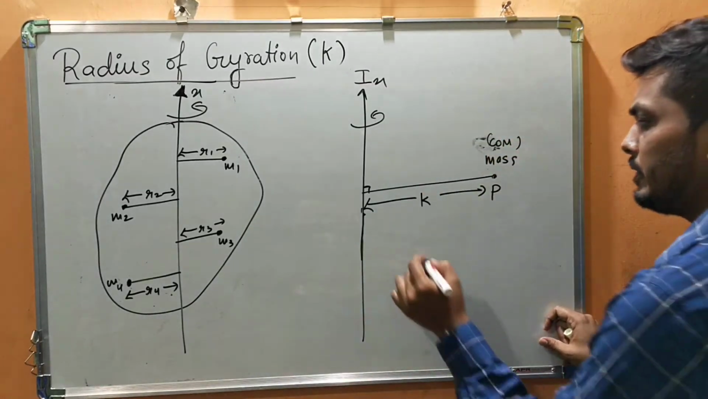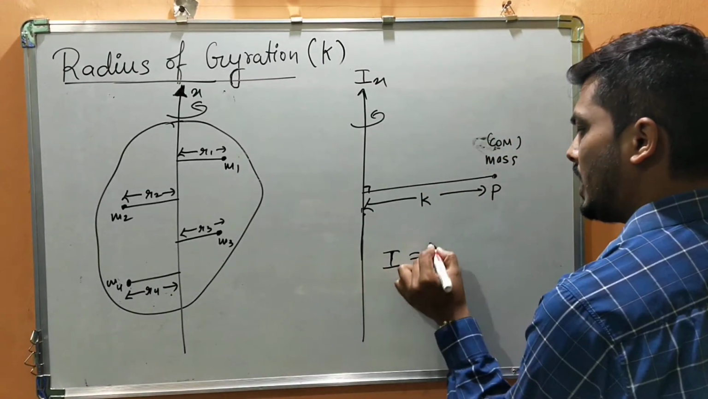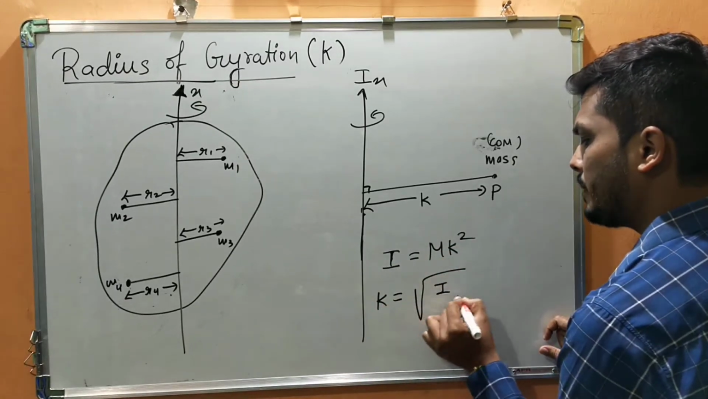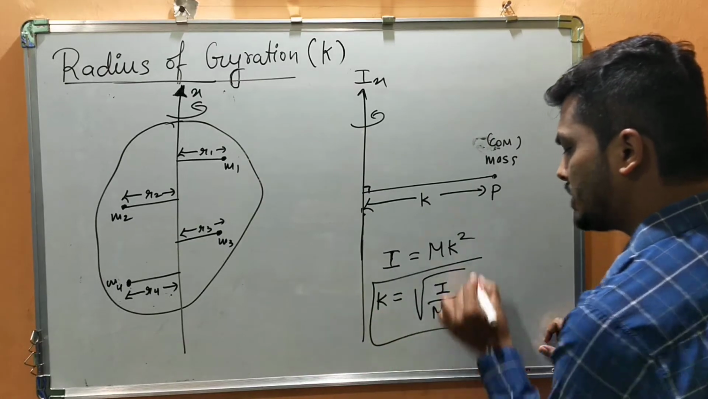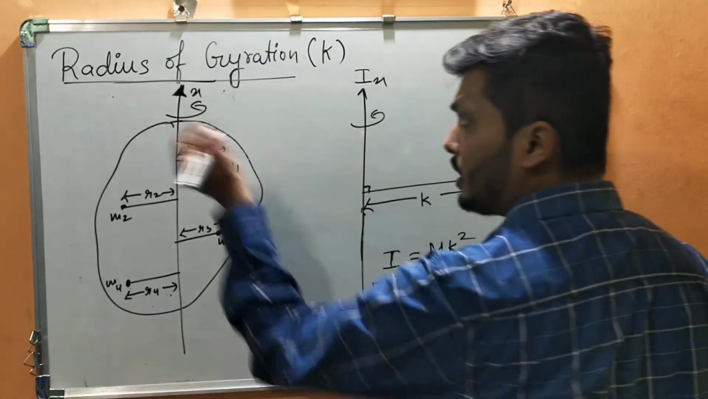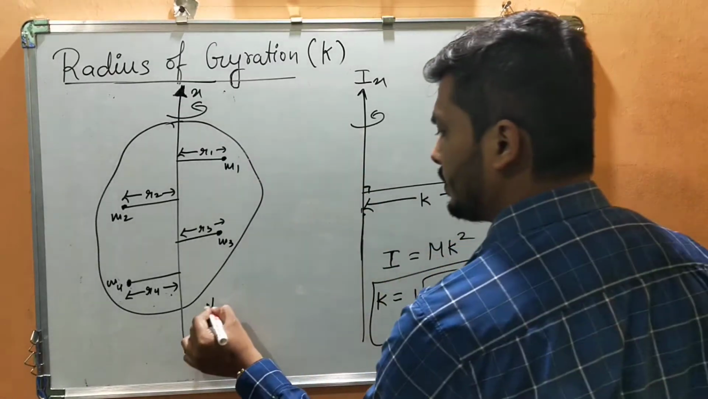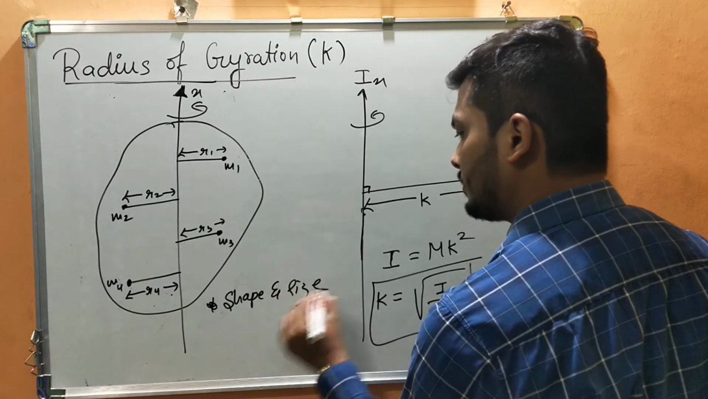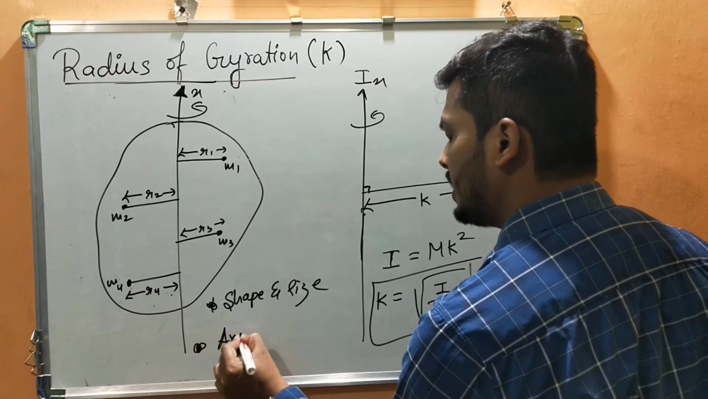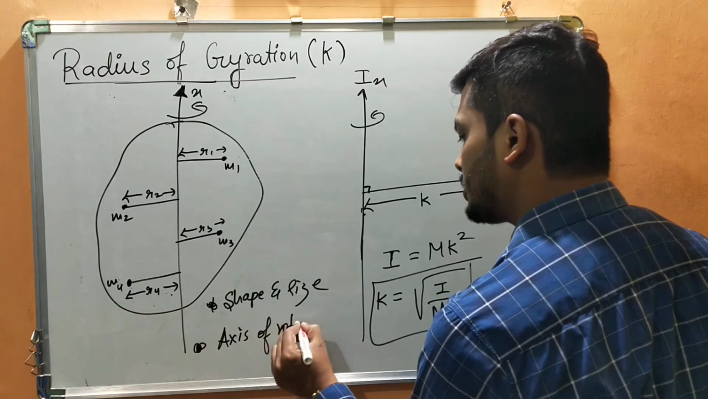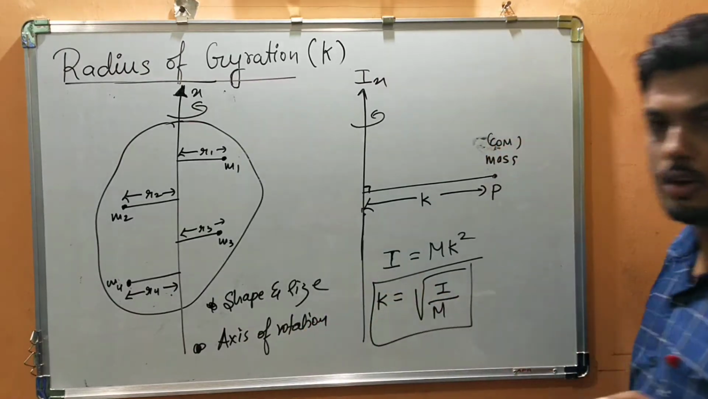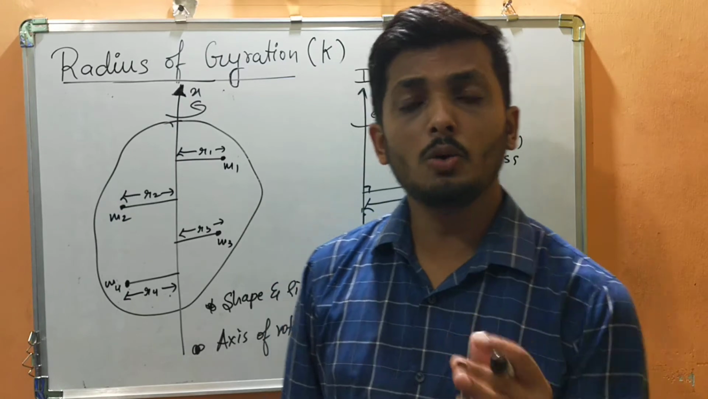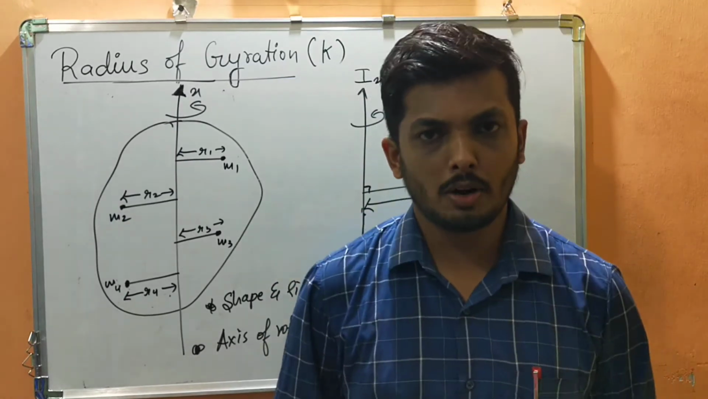So this way we calculate I equals m k square, and you can write the value of k as root of I by m. Are you understanding? Now remember, our radius of gyration depends upon the shape and size of the body, and also it depends upon the axis of rotation. Now, still you might be confused how this radius of gyration is different from moment of inertia.